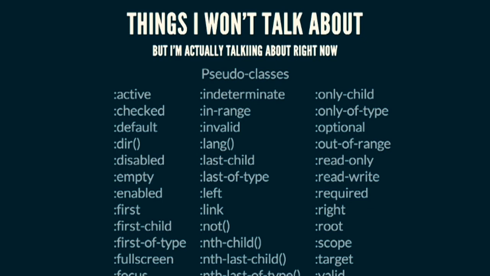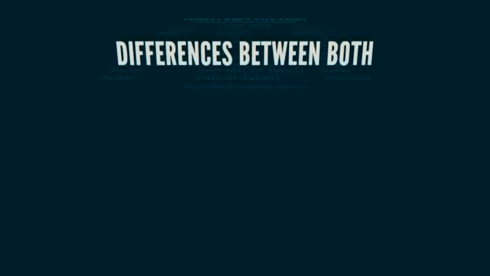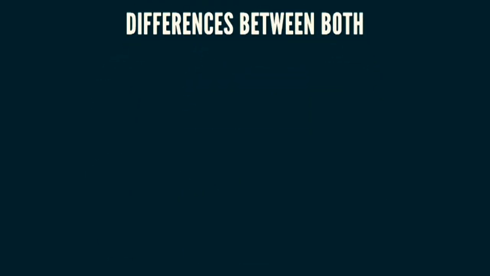Here's a list of all the pseudo-classes. You can find the same list on MDN with a link for each. So you know some of them like hover, first-child, and there are some weird ones like left or right. I'm just going to tell the difference between both because there is some confusion sometimes.